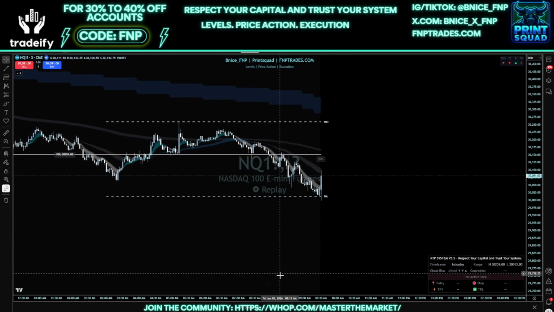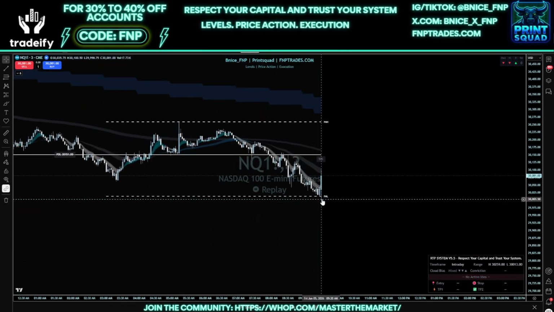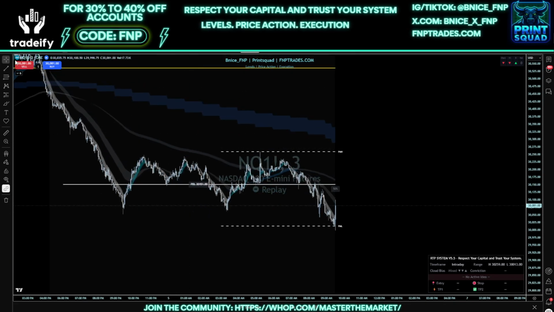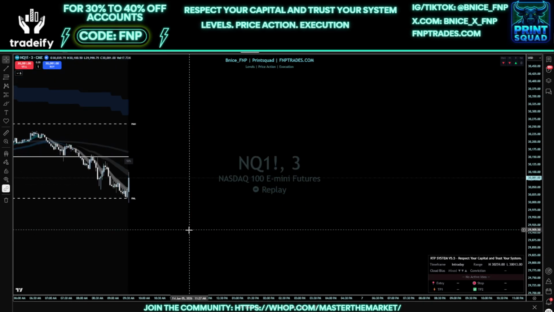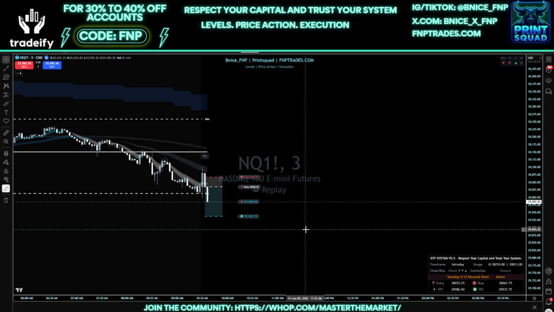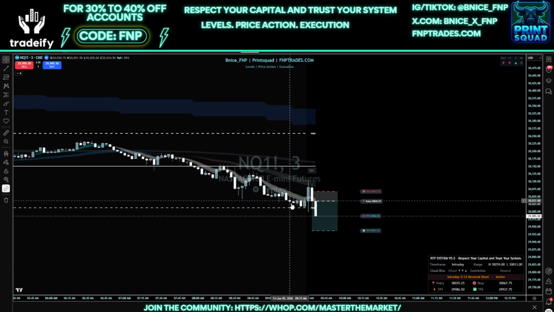I am not looking for longs at all. Now, granted, we did take out pre-market low liquidity, but the overall trend is still bearish. As you can see, we are still bearish. We are in a downtrend. So I'm only looking for trades that support that idea. And as you can see, we have one that just populated right here.